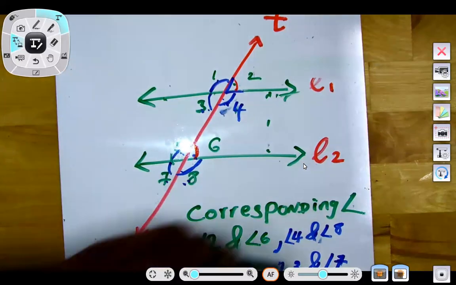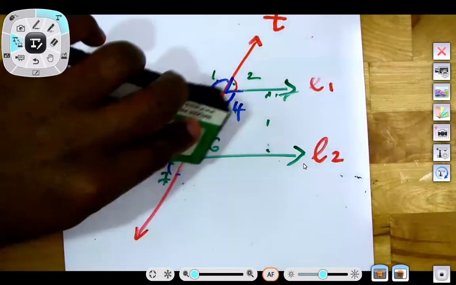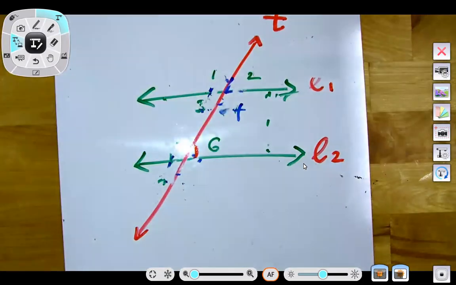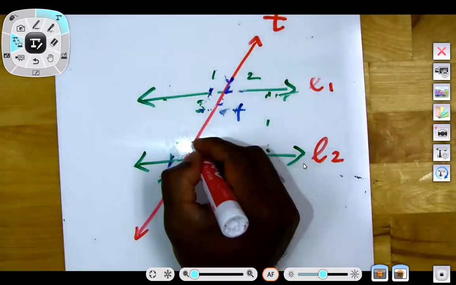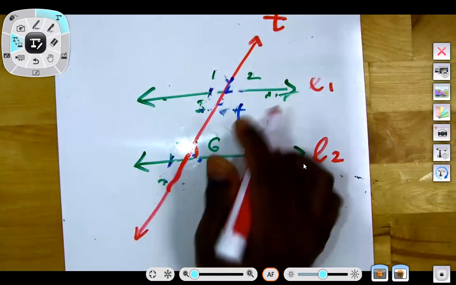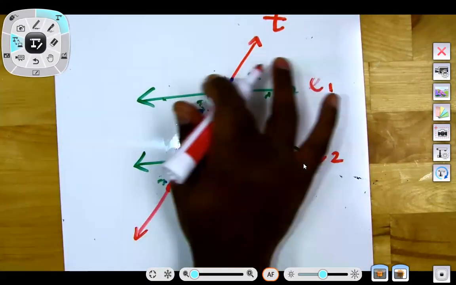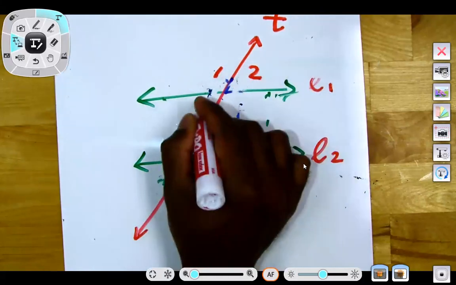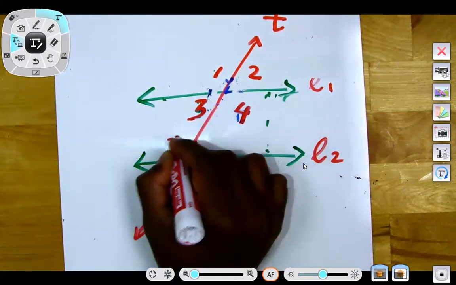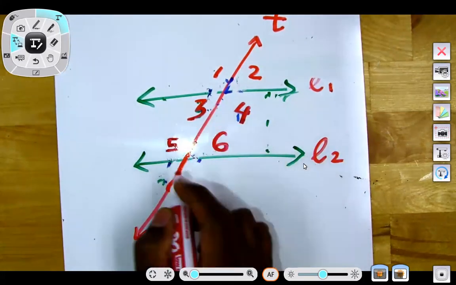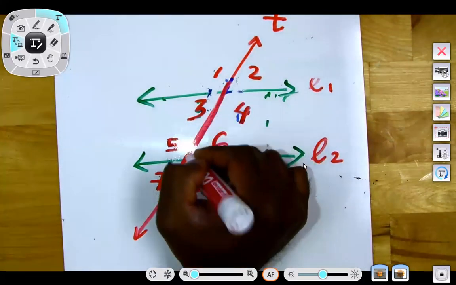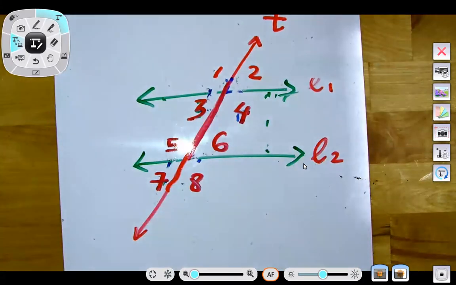Now, there are a few other pairs, different kinds of pairs that are congruent. So you know corresponding angles are congruent. Now we're just going to look. I'm just going to put 1, 2, 3, 4, 5, 6, 7, 8. So these are the angles that I put.